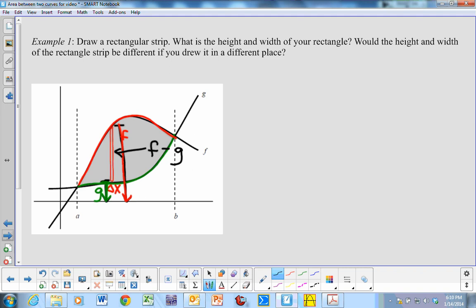And then the next question says, would the height and width be different if I drew it somewhere else? Well, no, because this is a function of f. We could even write f of x and g of x. And wherever I move it, it's still f on top and g on bottom, and it's still going to be f minus g for the height. And the width is still just delta x. And so it's not going to matter if I move it around.